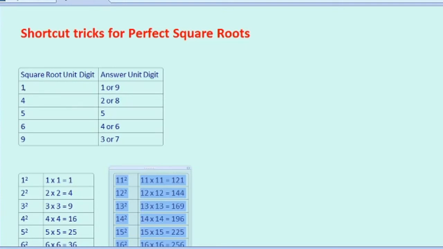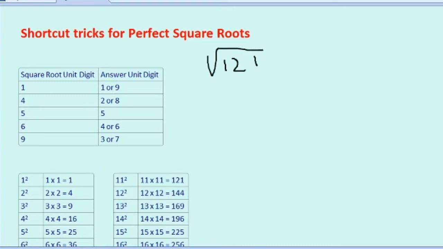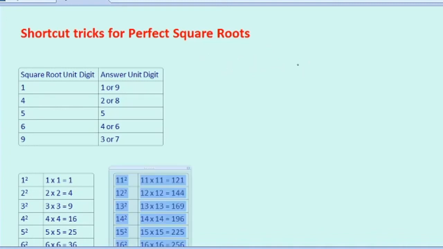Suppose your unit digit is 1, then the answer that you get there can end in 1 or 9. Suppose your number is 121, we write it as 121. Now our number's unit digit is 1, so the answer will end with 1. Okay, the unit digit of our answer will be either 1 or 9. If you find out, the correct answer is 11. Okay, understand this concept, then you can easily do these shortcut tricks.